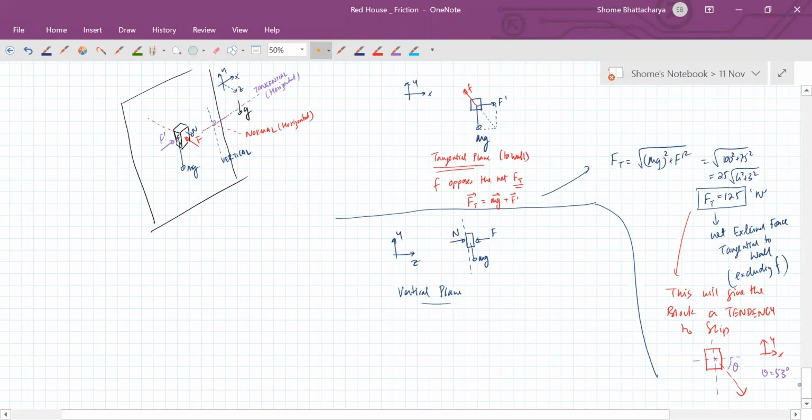Suppose there was no friction, then the net force on it would be only 125 newtons. So it would accelerate in this direction with a magnitude of 125 divided by the mass, so 12.5 meters per second square. But now we have to check friction also.